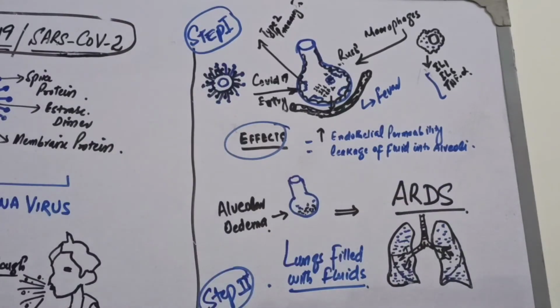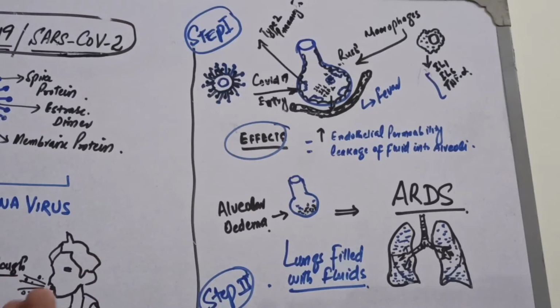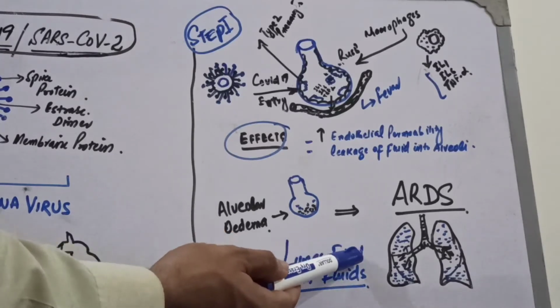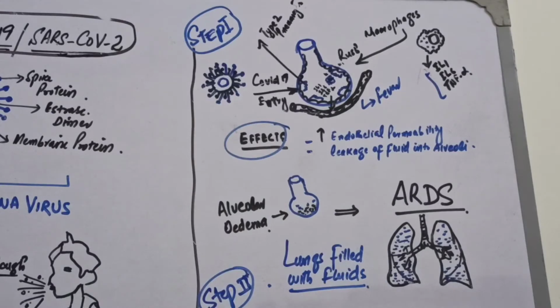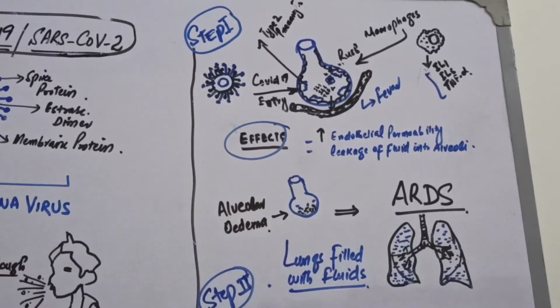When it goes into the alveoli, it goes into the lungs. If the alveoli are filled with fluid, which is called alveolar edema, then when there are millions and millions of alveoli filled with fluids, it will make the whole lung filled with fluid. This is called ARDS, the acute respiratory distress syndrome.